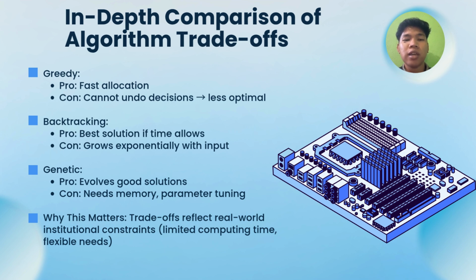These trade-offs are important because they reflect real-world constraints. In a university, we usually don't have unlimited time or resources to compute the best timetable. So it's better to use an algorithm that can give us good quality schedules in a reasonable time, even if it's not perfect. This is why understanding trade-offs is just as important as understanding complexity. It helps us choose the right tool for the task depending on the situation.